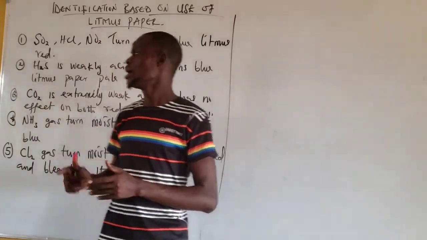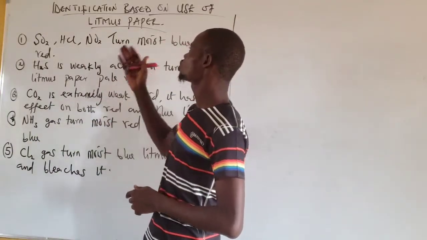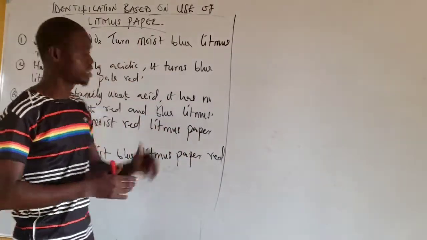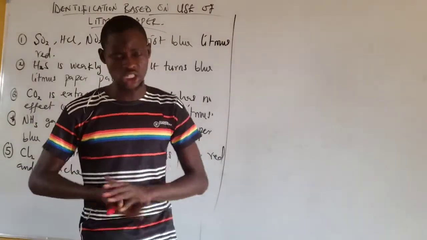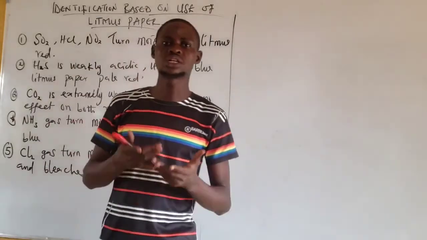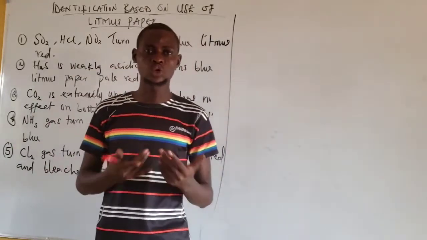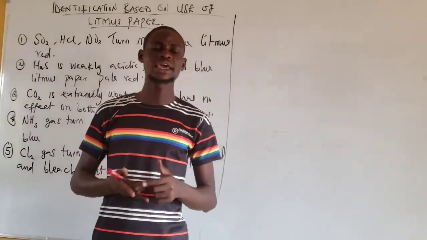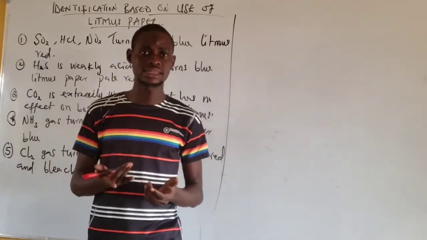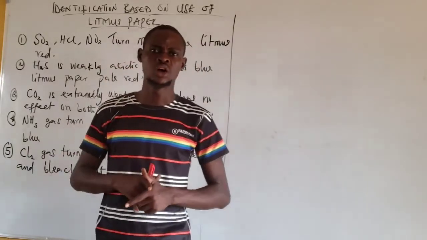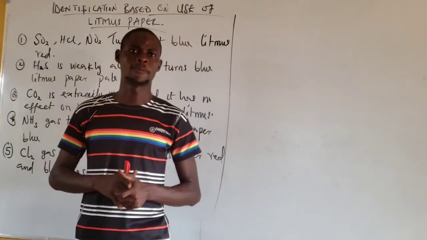In today's video, I'll be explaining how to identify substances based on the use of litmus paper. As you also know, litmus paper can be used to detect if an aqueous solution or a gas is acidic, basic, or neutral. That is the function of a litmus paper.